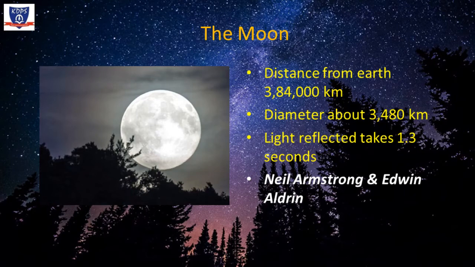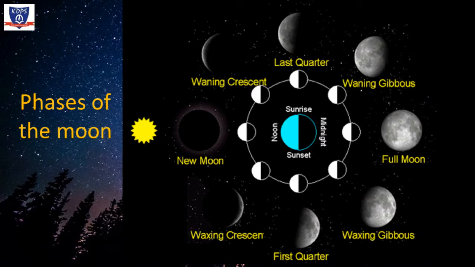Have you ever looked up at the sky and noticed how the moon changes shape each night? Ever wondered why and how? Well, here's the answer. It doesn't change shape at all. Let's take a look at the phases of the moon.